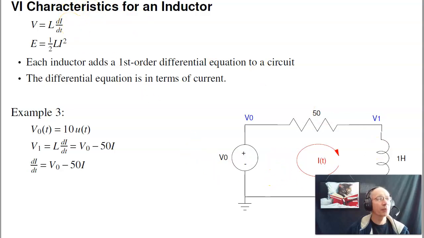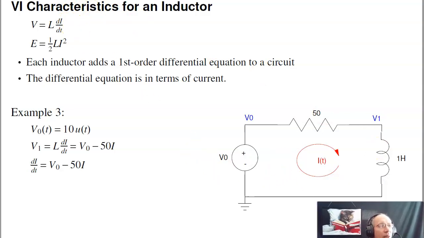For example, if I have this circuit and I want to write the differential equation for it, assuming V0 is 10 u(t), I first turn it on. The voltage across the inductor is L di/dt. The voltage is V0 minus 50 I1. So substituting, assuming L is 1 Henry, gives you the differential equation in terms of current.